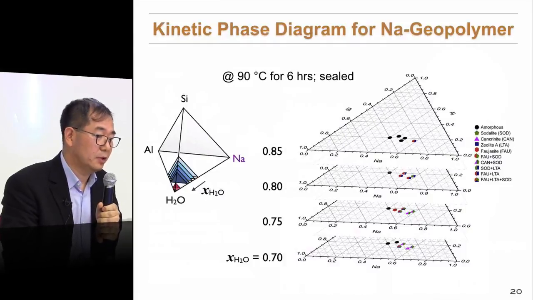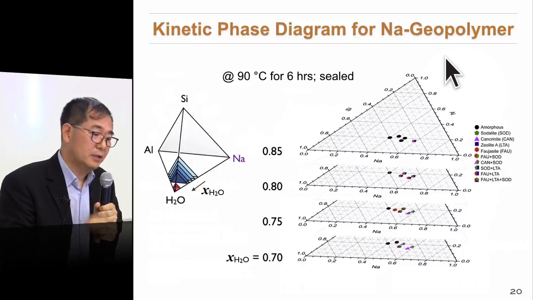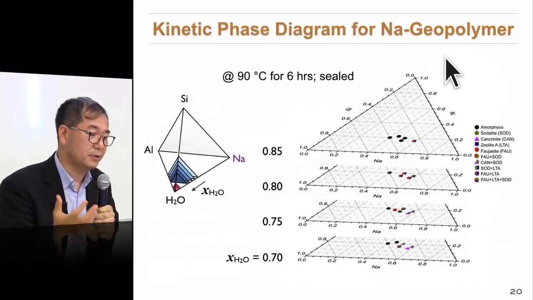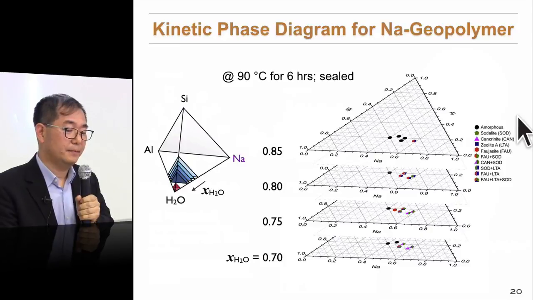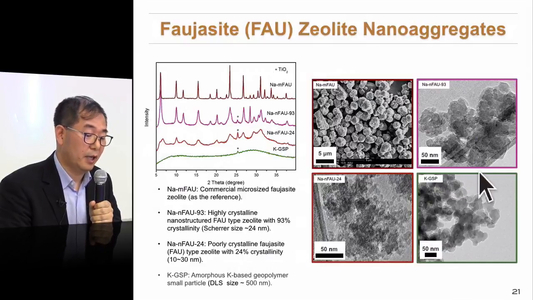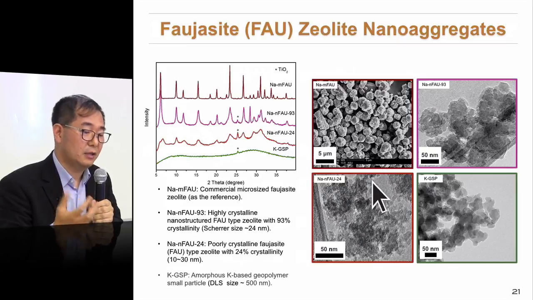How about sodium geopolymer? Again, we did a very systematic synthetic exploration for sodium geopolymer. Instead of getting only the amorphous geopolymer nanoaggregate like in the potassium case, we can get amorphous aggregates, and we can get all kinds of zeolite aggregates as well. These are the TEM images. This is potassium geopolymer nanoaggregates, and with sodium we get something like this, and something like this. But the crystallinity is relatively low.